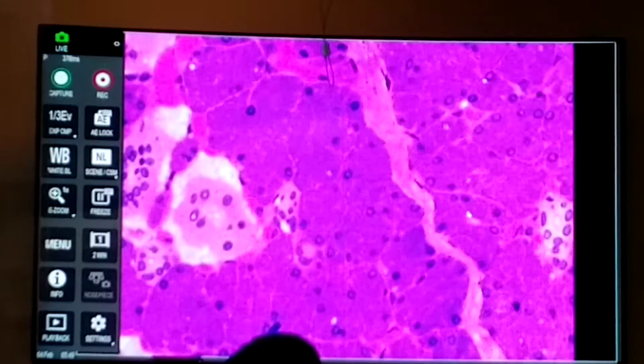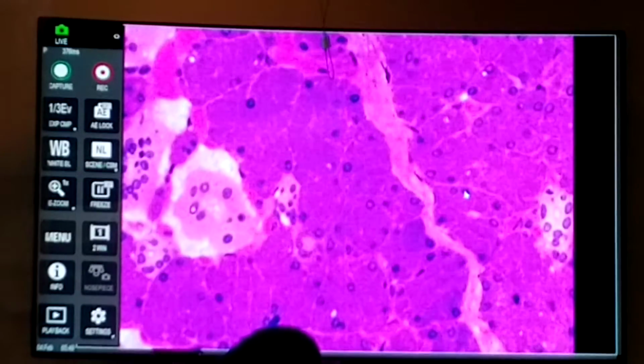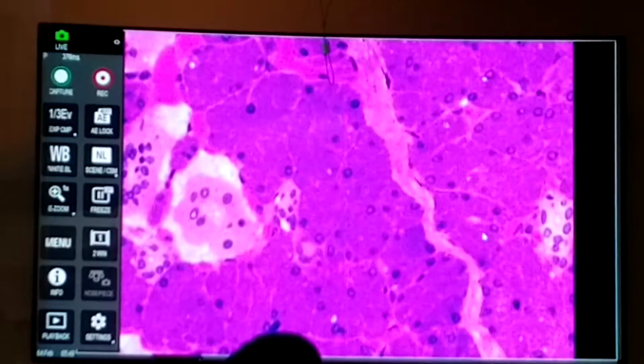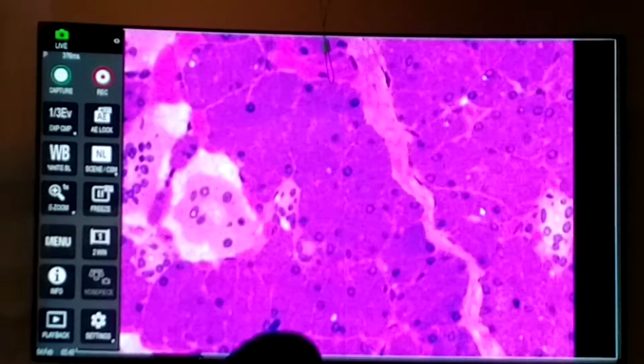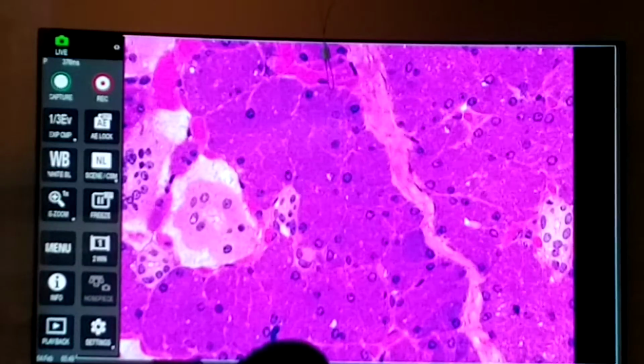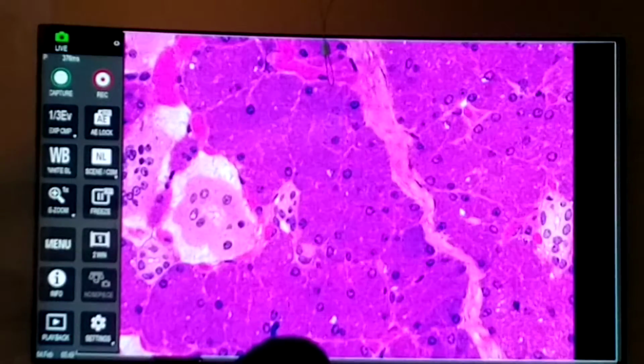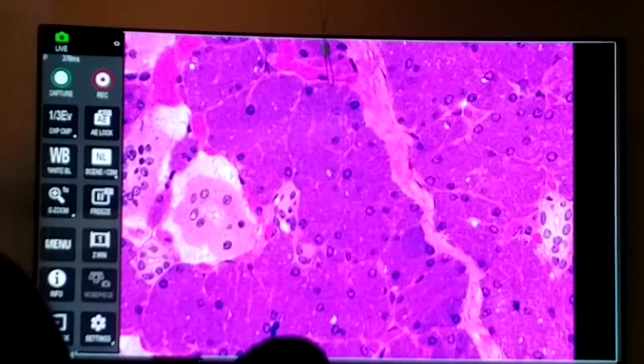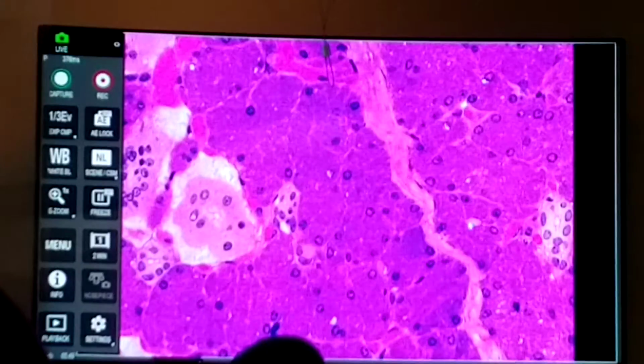And I want you to notice two things. Number one, the nuclei are rounded. And the cytoplasm of the cells, like this cell here, is darker stained. So this is a serous gland. You can see those lysozyme granules. Here's the lumen of the secretory unit.